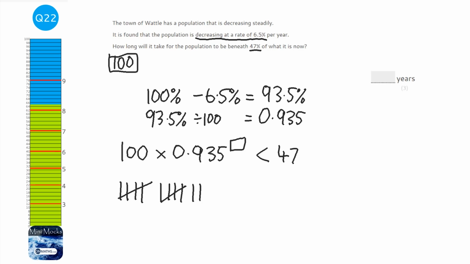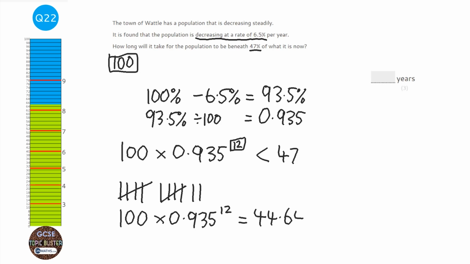So in total I've done it 12 times. Now I'll always want to check that because my counting is not necessarily the best when under pressure. So what I'm going to do is I'm just going to do 100 times 0.935 to the power of 12 to check that I've got this right. So 100 times 0.935 to the power of 12, and I get 44.64. And I'm just going to check that that was the first time it went under.